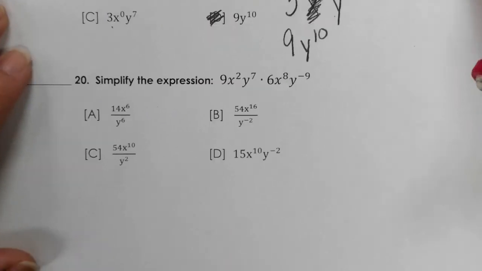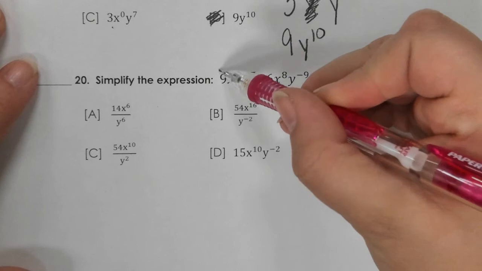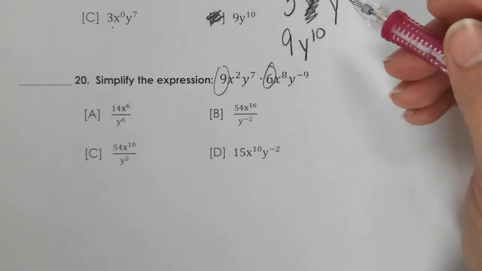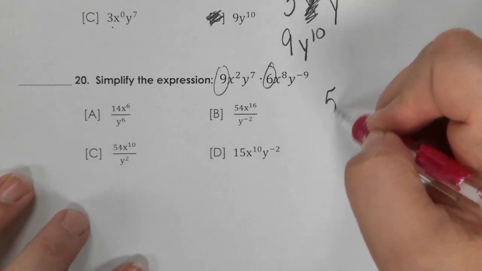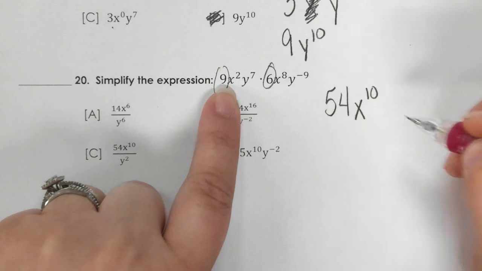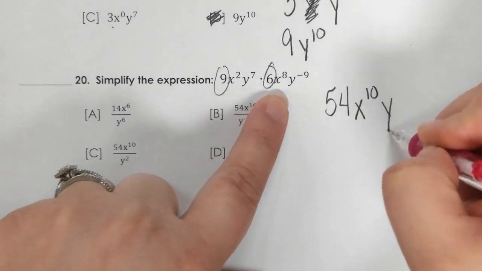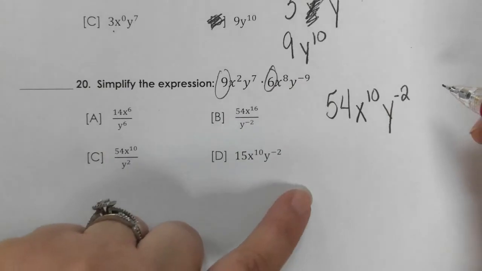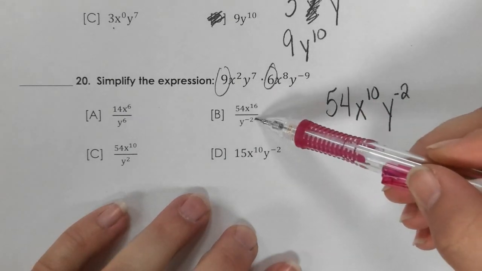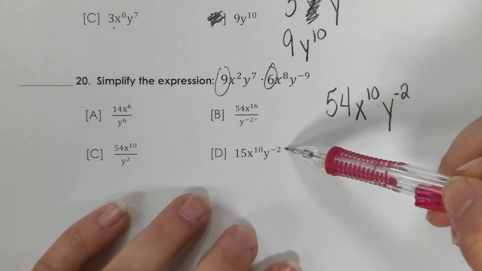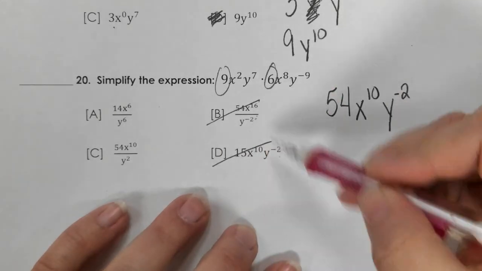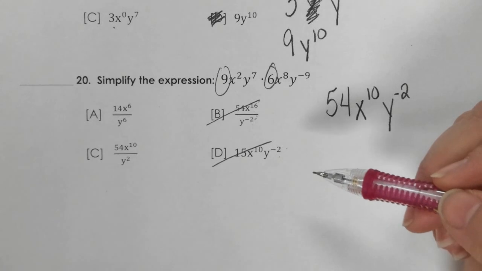And then lastly, for number 20, the 9 and the 6 I would multiply together and get 54. My x's I add, and the y's we get 7 minus 9, which is -2. Again, we just move that negative. And as you can see, these two choices have a negative in the answer, immediately we can mark those out because you cannot have a negative exponent in your final answer.